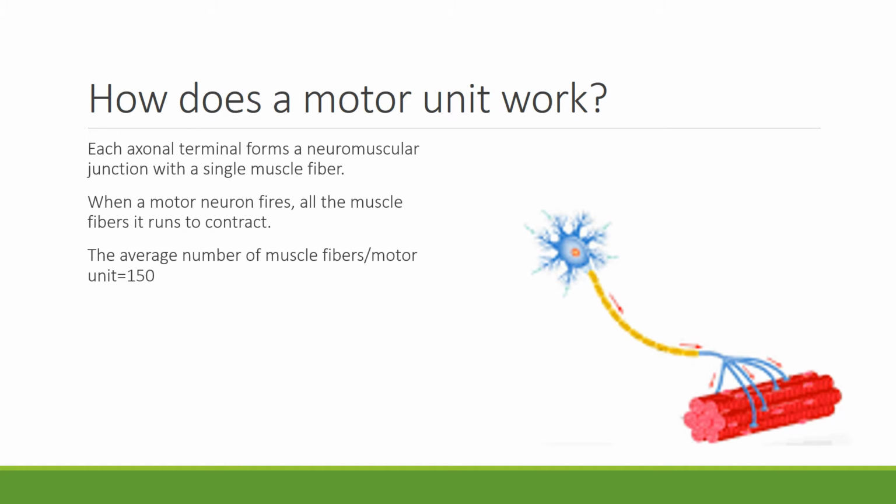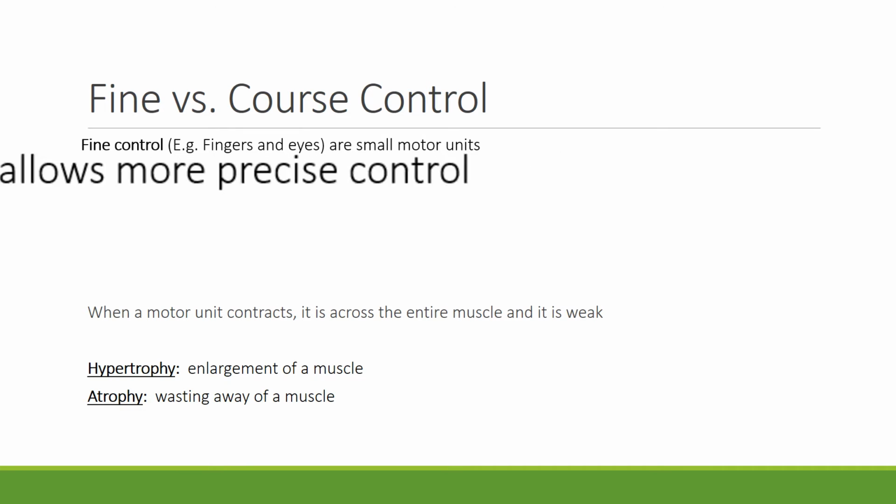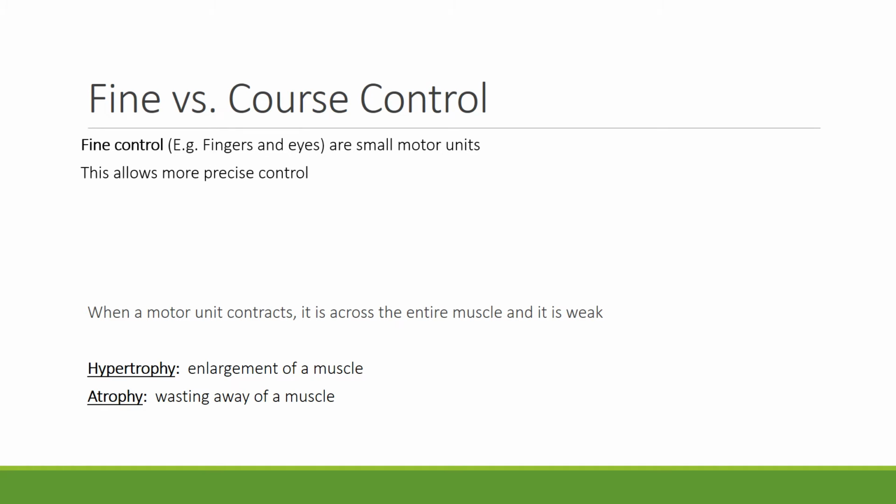The average number of muscle fibers per motor unit is about 150, but the range is anywhere from 4 muscle fibers to several hundred muscle fibers. What's the difference between fine and coarse motor control? Fine controls, such as you see in the fingers and eyes, are composed of small motor units. This allows more precise control. Coarse control, like the hip muscles, are large motor units, less precise.